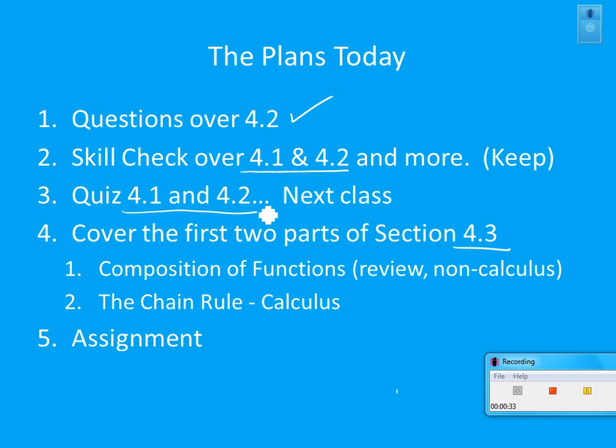Section 4-3 is divided up into two different parts. There's the composition of functions, which should be reviewed from your Algebra 2 days. I'm just going to briefly touch on that. And then I need to show you the chain rule. It'll be our fourth rule, and there is a formula that you'll be able to put onto your note card.